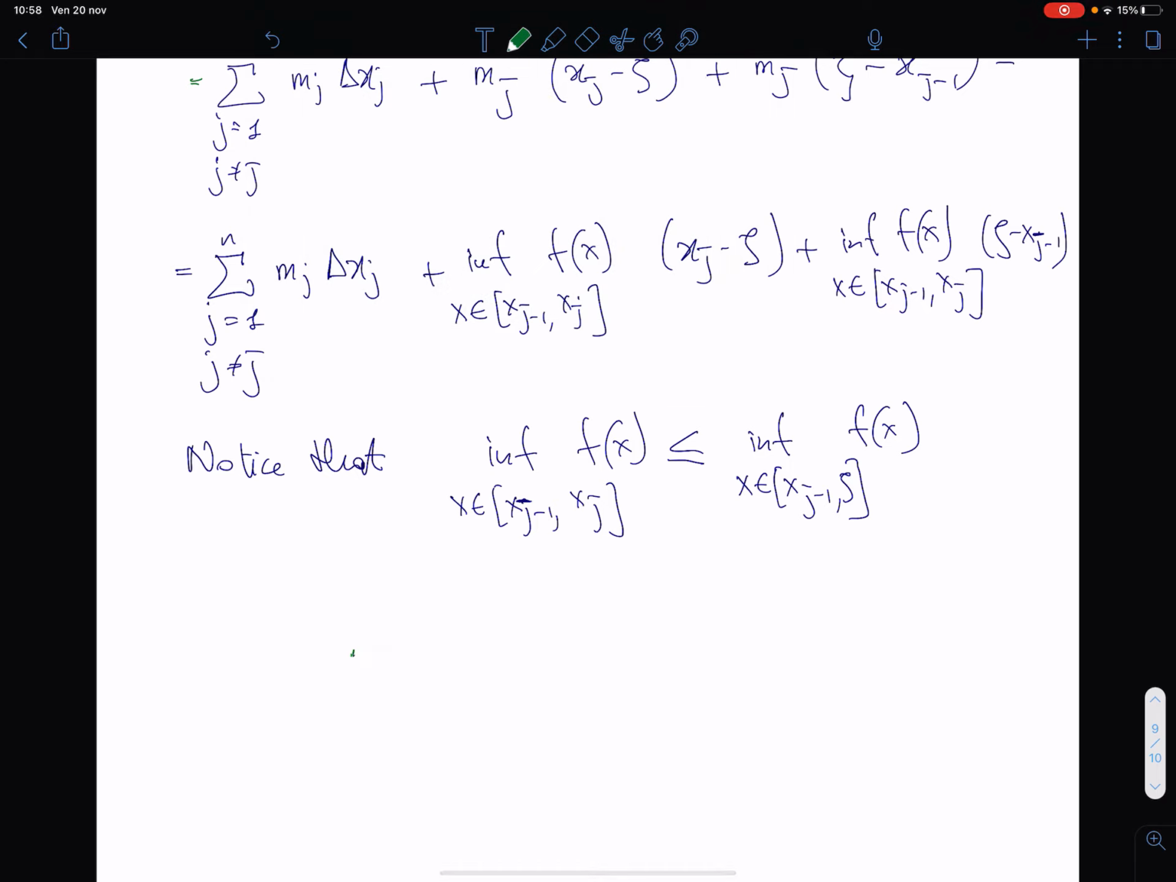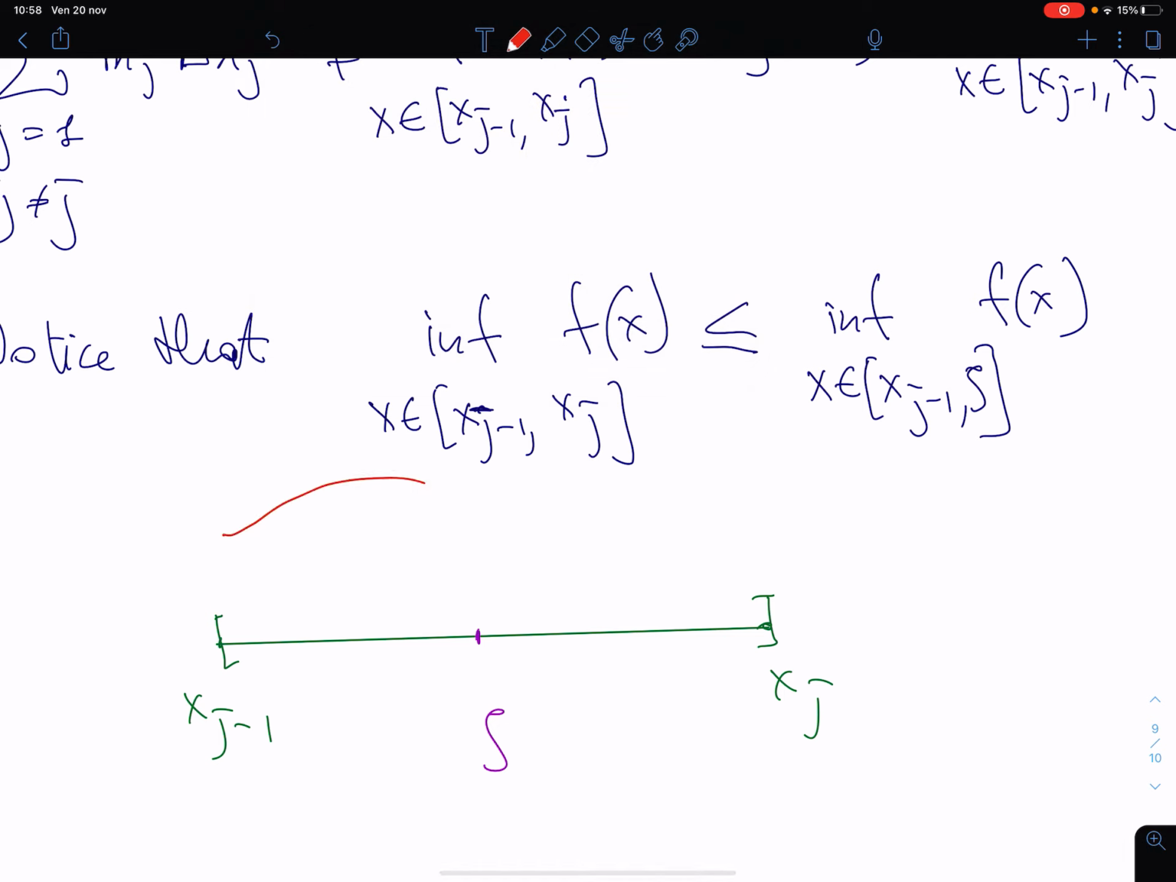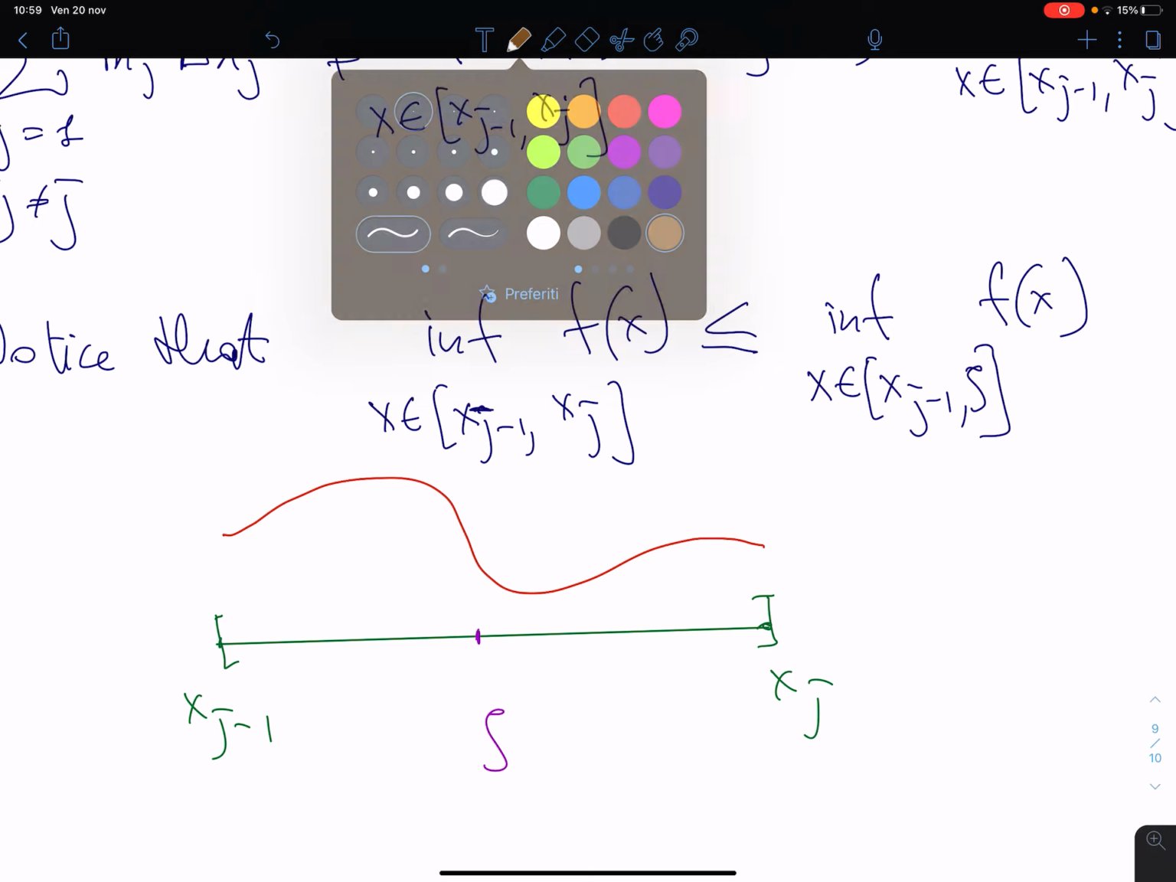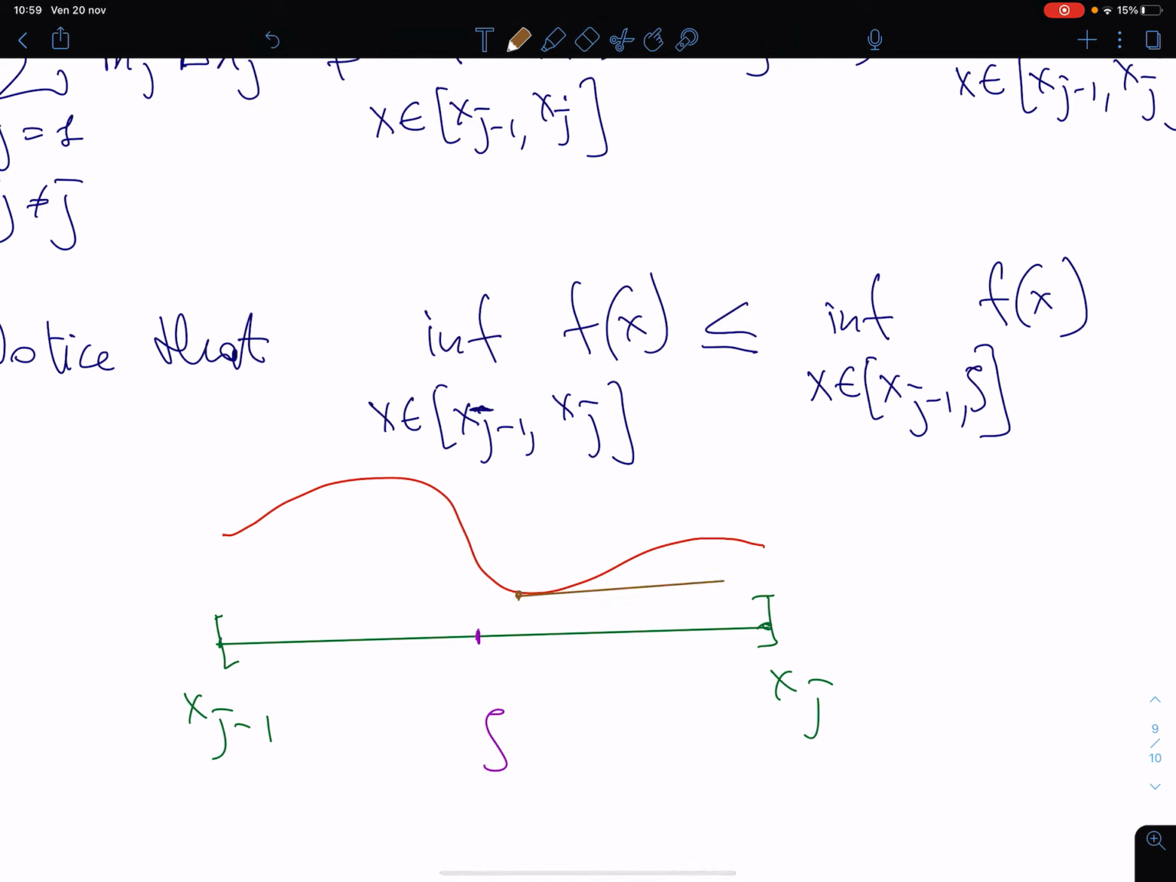The idea is that here we are between x_{j̄-1} and x_{j̄}. And here we introduce the middle point, z, not the middle point, but just an intermediate point. And we have a function here. Now consider this fact: this brown level is the infimum of f of x in the whole interval.